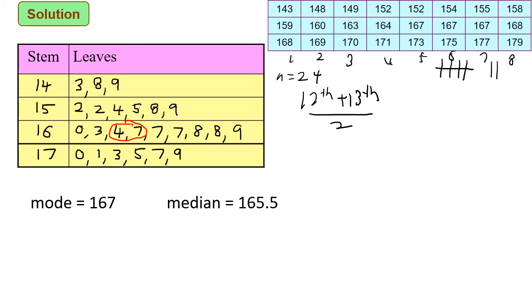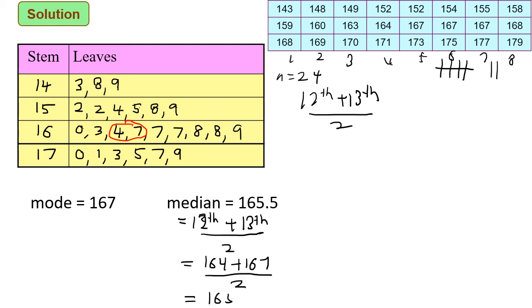So I think you have to show the calculation in detail, not just straight away 165.5. So you have to write down here the 12th and 13th observation divided by 2. So it should be 164 plus 167 over 2. So that's how we get 165.5. Okay.